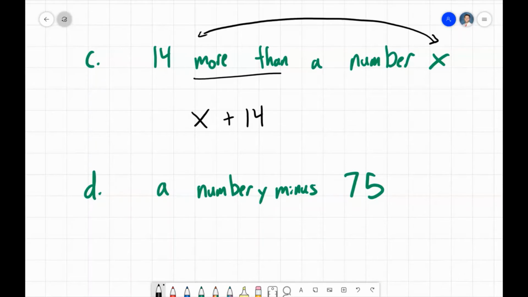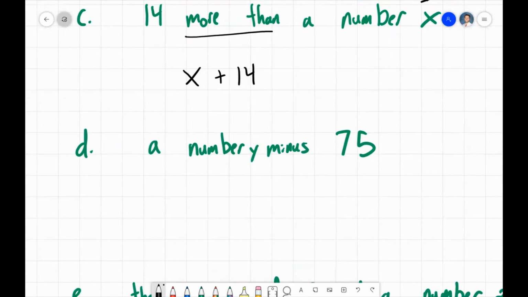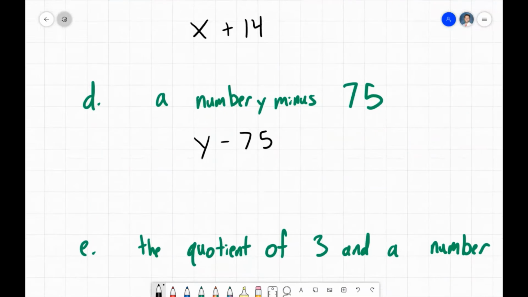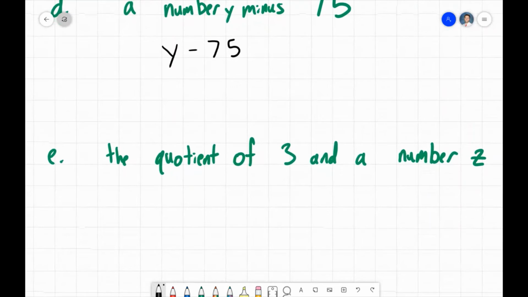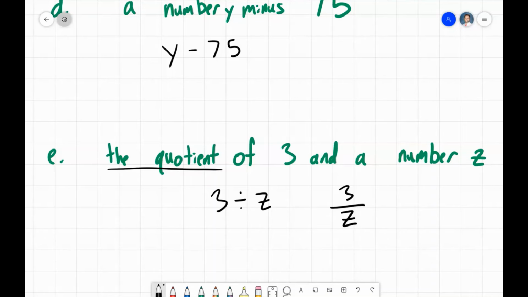Okay, this next one, a number y minus 75. That one's a little easier for us. We start with a number y, and we're subtracting 75. The quotient of 3 and a number z. So this one, we know that the quotient is the result of division. And we're going to stick with the order here. The quotient of 3 and a number z, so that would be 3 divided by z. We could also write that as 3 divided by z.